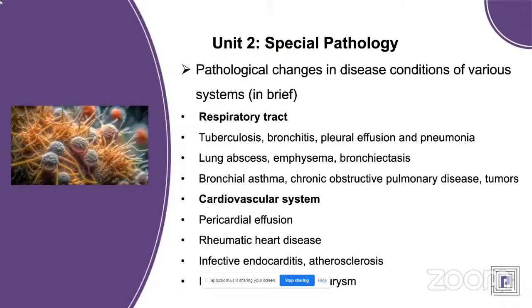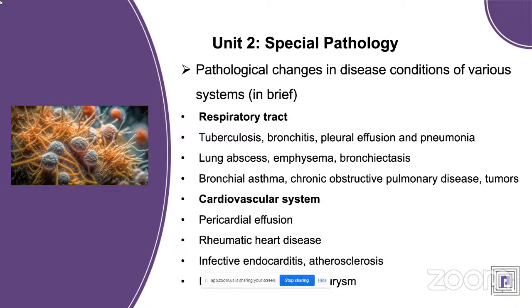So next is the special pathology unit. So we have different systems in the body, right? So under this special pathology, we will be discussing the respiratory tract, in which these topics are discussed: tuberculosis, bronchitis, pleural effusion, pneumonia, lung abscess, emphysema, bronchiectasis, bronchial asthma, COPD, and tumors of the lung. So all these topics are discussed under the respiratory tract.